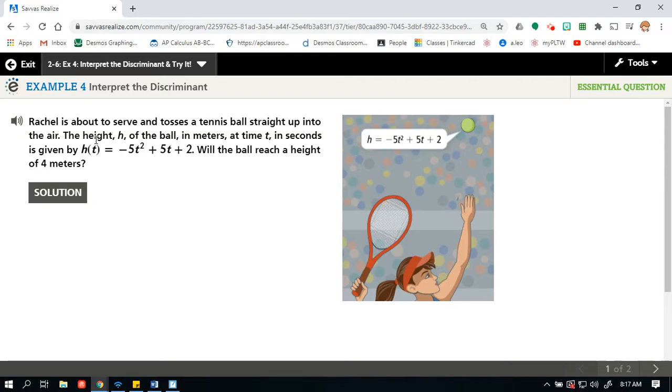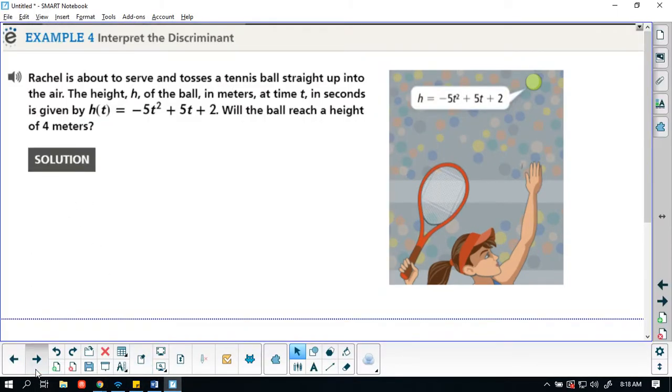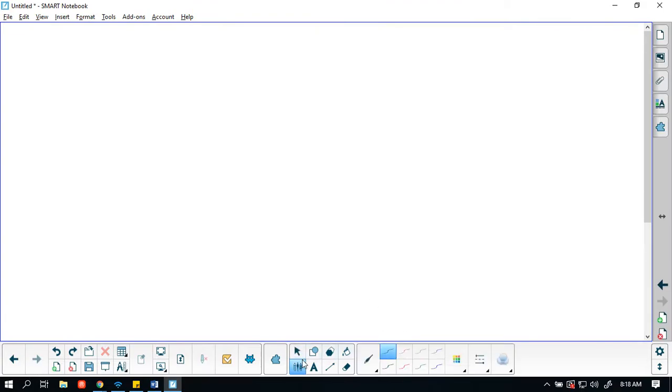In enVision Math, we are going to do topic 2, lesson 6, example 4, and we are going to interpret the discriminant. So in example 3, we saw the discriminant. We looked at what the discriminant can do, and if you forgot, the discriminant is b squared minus 4ac. This is what's in that radicand. This is what's in the square root.